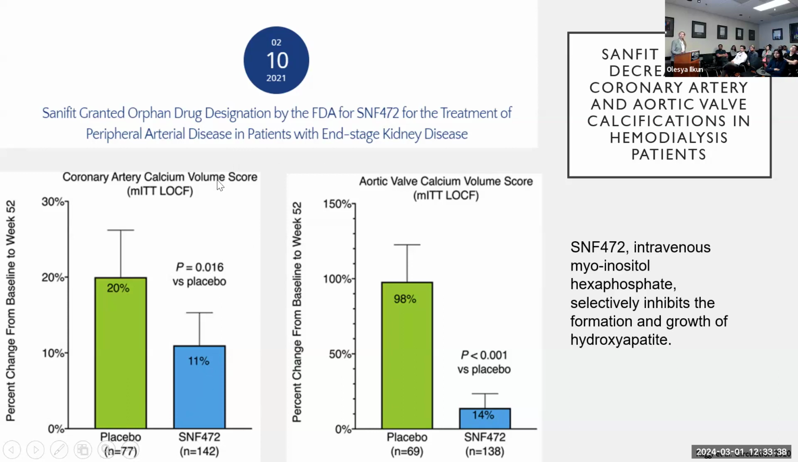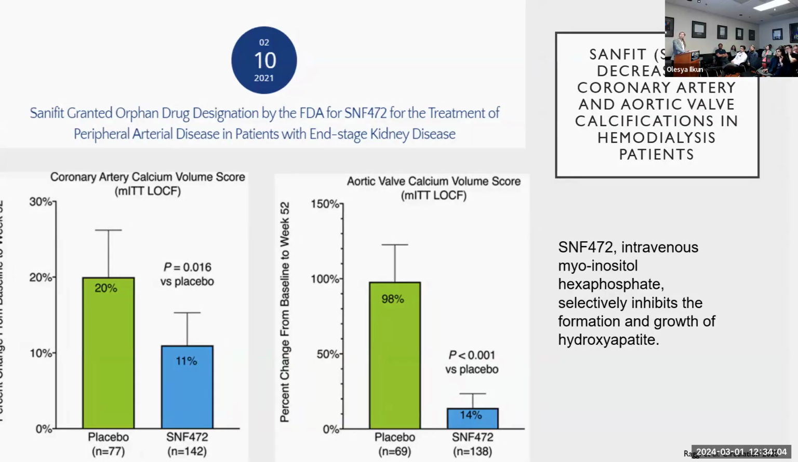And we have both coronary arteries and aortic valve calcifications. And now this drug is also being studied for calciphylaxis. I believe it's going to stage 3 clinical trials at this point for calciphylaxis. So SNF472, I think, is going to be the name that we will be more familiar with soon.